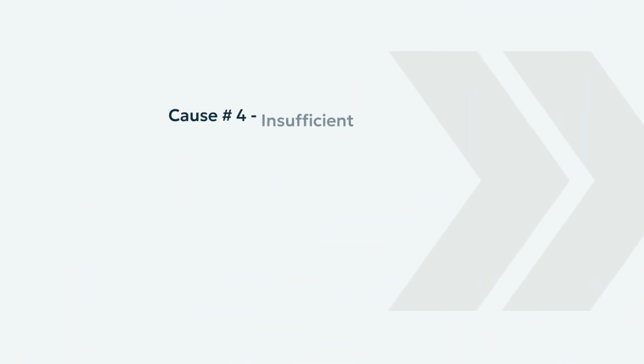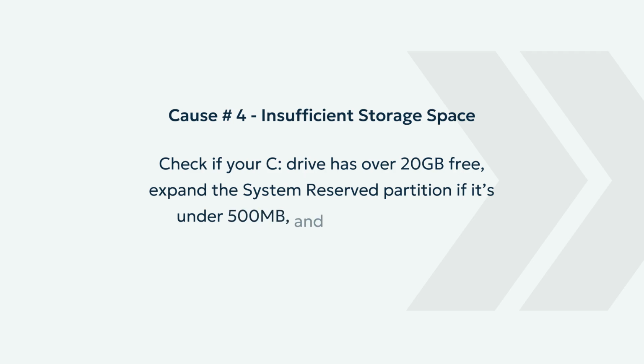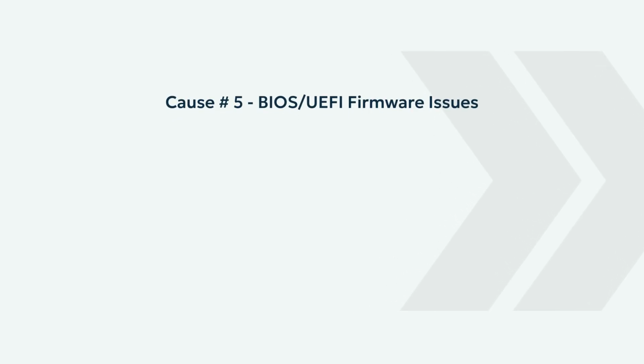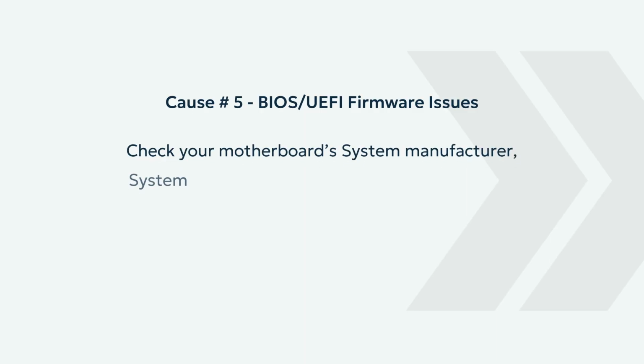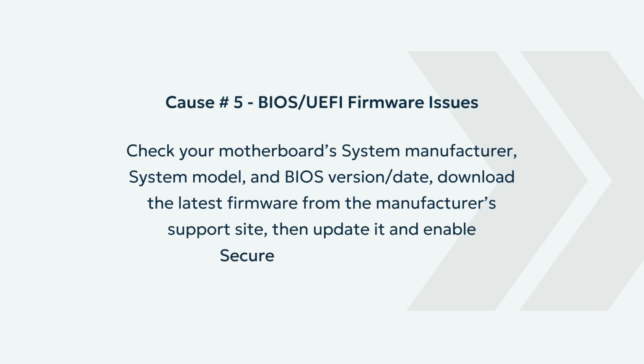Cause number 4, insufficient storage space. Check if your C drive has more than 20 gigabytes of space, expand the system reserve partition if it has less than 500 megabytes, and run disk cleanup. Cause number 5, BIOS/UEFI firmware issues. Check your motherboard's system manufacturer, system model, and BIOS version/date, and download the latest firmware from the manufacturer's support site. After updating, enable Secure Boot and TPM 2.0.